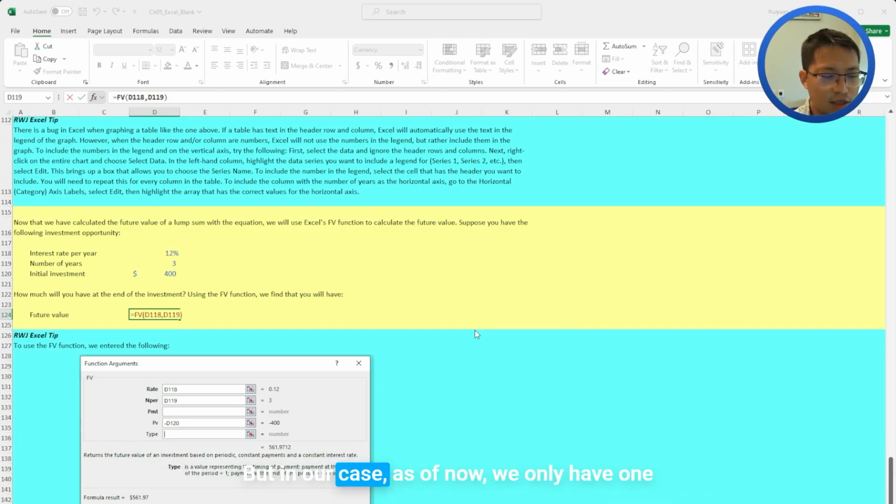But in our case, as of now, we only have one initial investment and we don't do anything else. So in this case, there's actually no payment, right? We can either enter a 0 or we can just leave it and do nothing. So that's 2 ways that we can do it. The next one is PV. PV is the present value or the initial investment. In our case, our initial investment is $400, right?